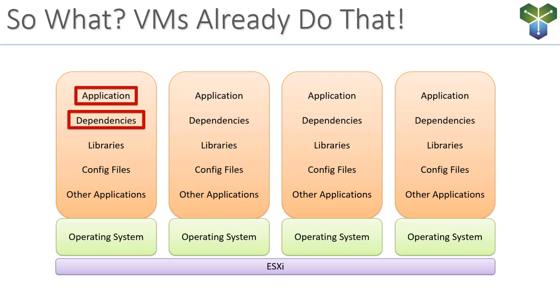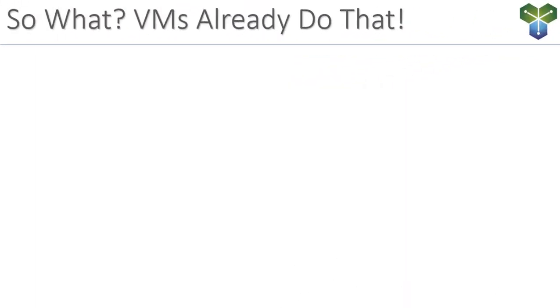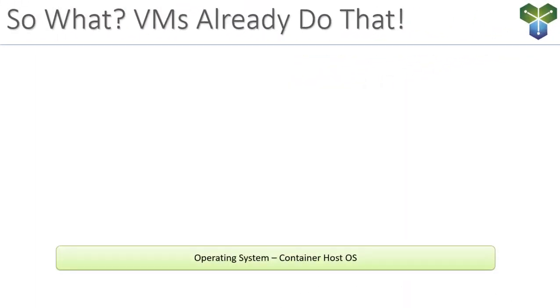So a container is different than a virtual machine. Even though they share some of the same characteristics, a VM requires us to package the entire operating system, right? So in this diagram here, I have 4 virtual machines, each of which is running its own independent operating system. And I've got an application running on each of those VMs. Let's compare that to containers.